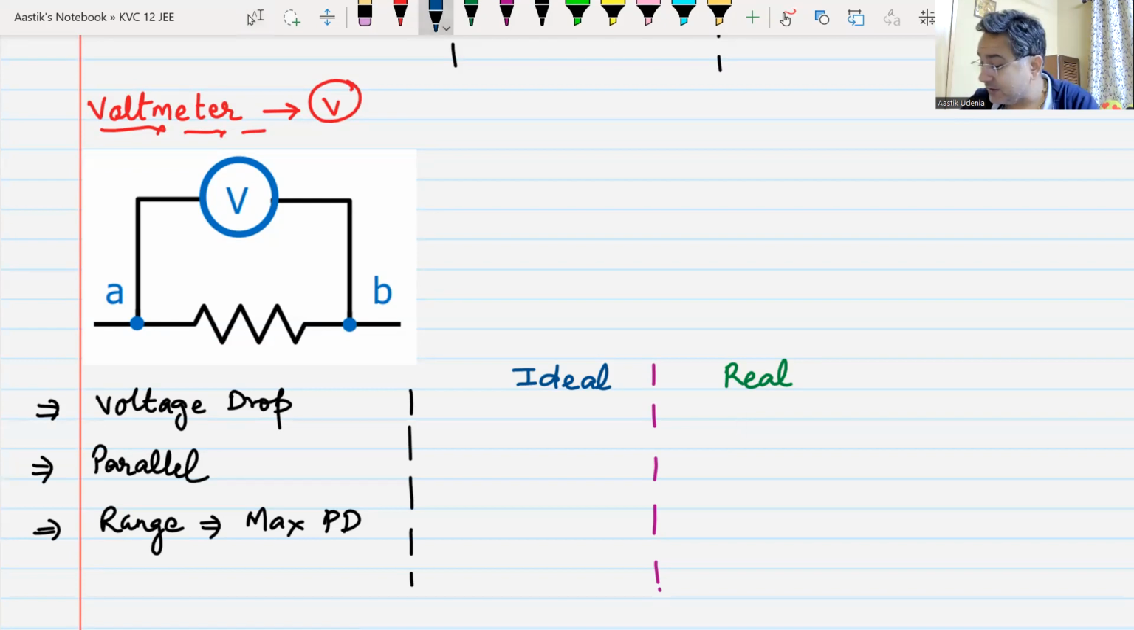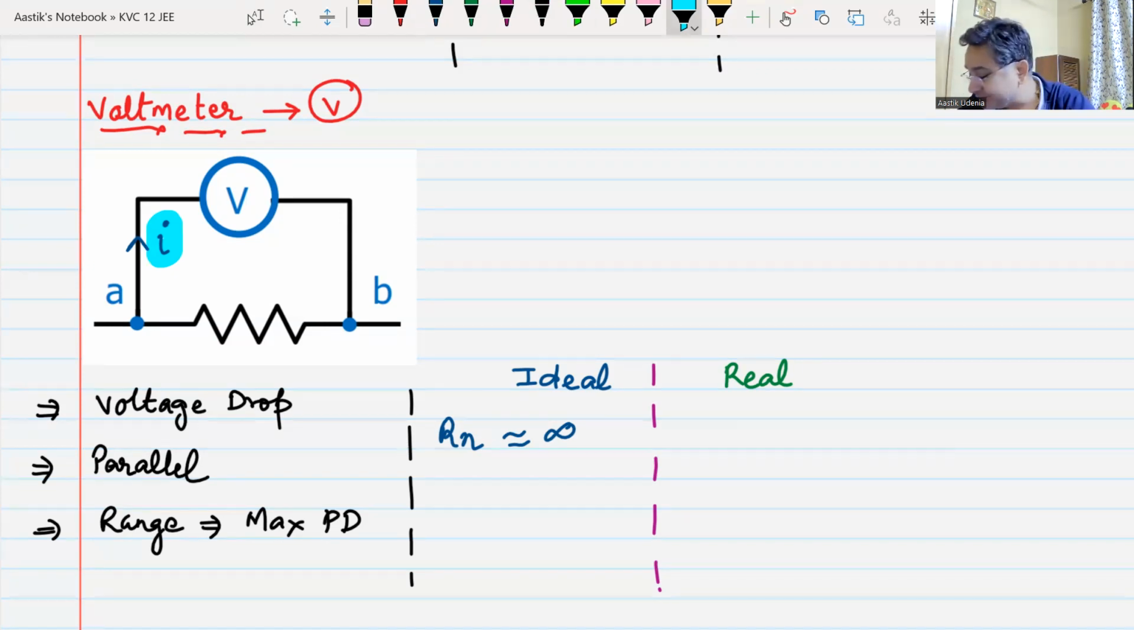For an ideal voltmeter, the resistance of the ideal voltmeter should be very large, almost infinite. Because when it is very large, almost infinite, the current that this voltmeter draws, which is shown as I here in the diagram, will be almost zero, and then only it will be able to measure the actual potential drop.